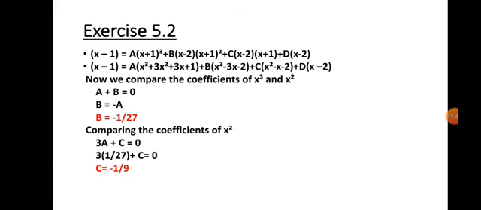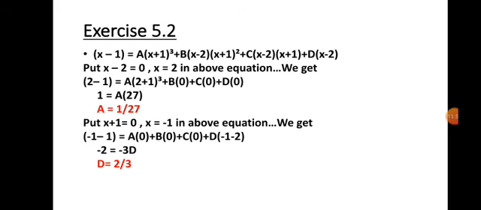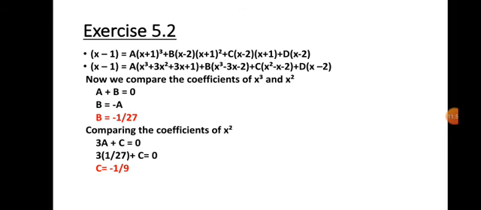So b is equal to, we move a to the other side, so b is equal to minus a, but we have already calculated the value of a, that is 1 over 27. So over here, the value of b is minus 1 over 27.